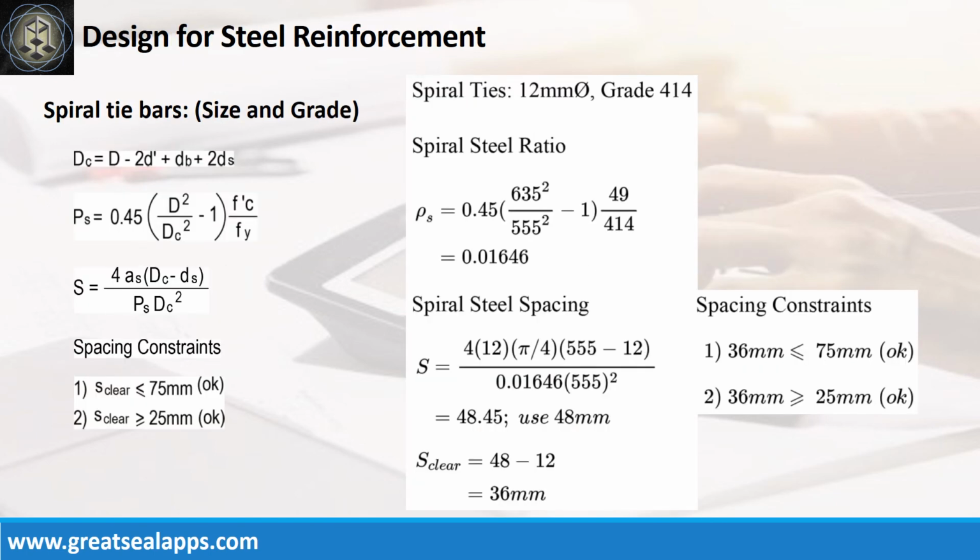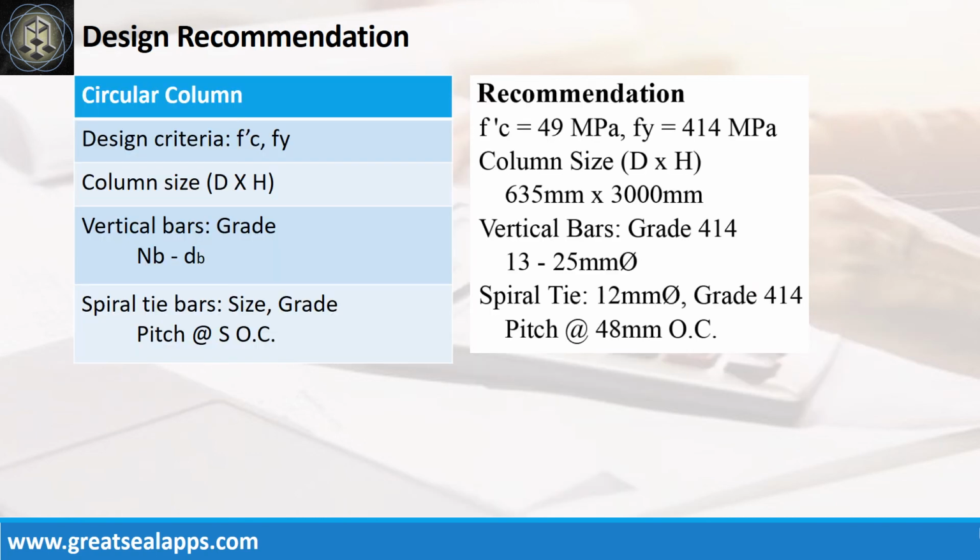The spiral steel ratio ρs equals 0.01646 for a spiral pitch of 48 mm. Design recommendation as follows. f'c equals 49 megapascal, fy equals 414 megapascal, column size is 635 mm diameter by 3000 mm, vertical bars of grade 414, 13 pieces, 25 mm bar, spiral tie, 12 mm bar of grade 414, pitch at 48 mm on center.